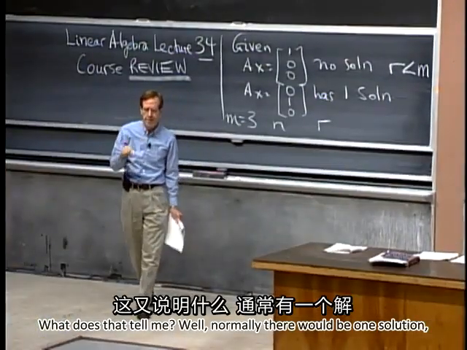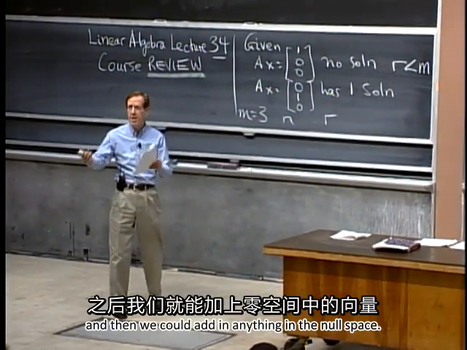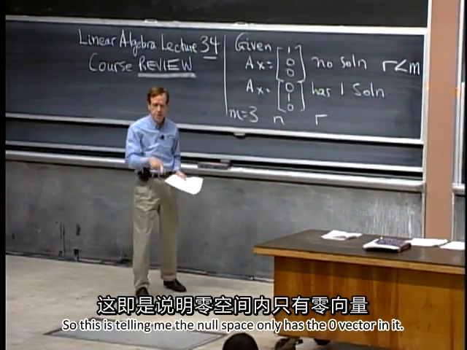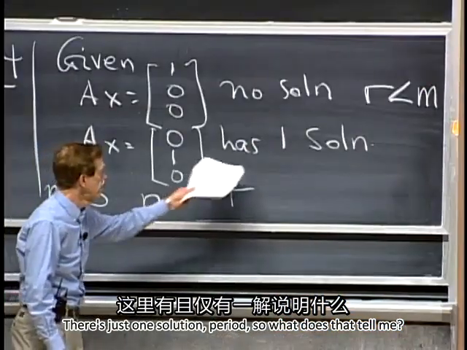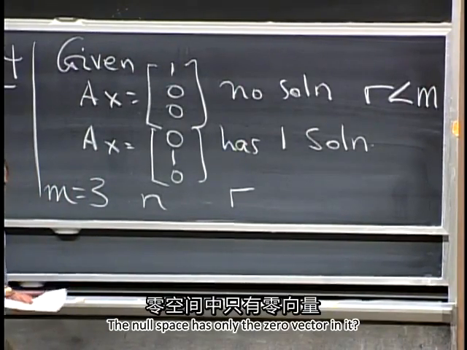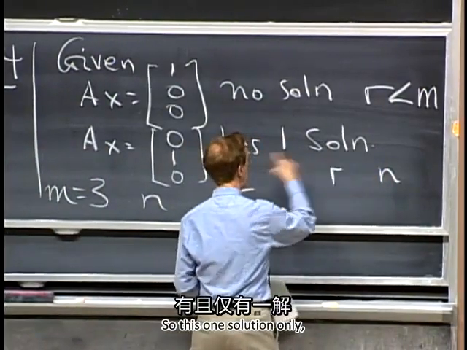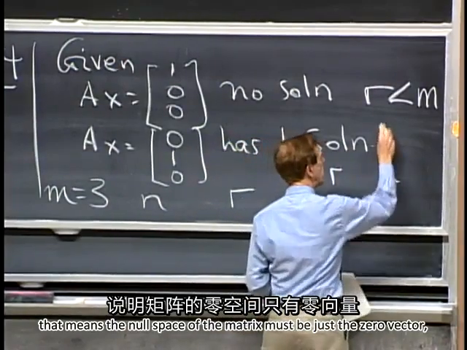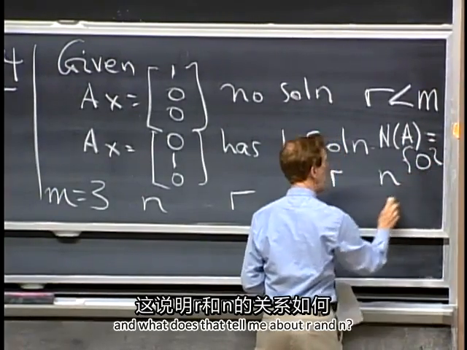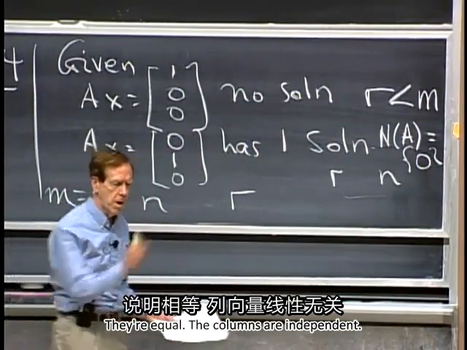What about the fact that when there is a solution, there's only one? What does that tell me? Well, normally there'd be one solution, and then we could add in anything in the null space. So this is telling me the null space only has the 0 vector in it. There's just one solution, period. That means the null space of the matrix must be just the 0 vector. And what does that tell me about R and N? They're equal. The columns are independent.